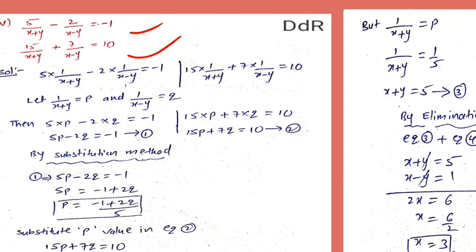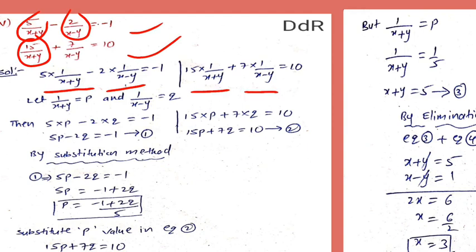So see, in the first equation, 5 by x plus y is written as 5 into 1 by x plus y, next to minus 2 by x minus y written as minus 2 into 1 by x minus y, equal to minus 1. Similarly, in the second equation, 15 by x plus y is written as 15 into 1 by x plus y, plus 7 into 1 by x minus y, equal to 10.